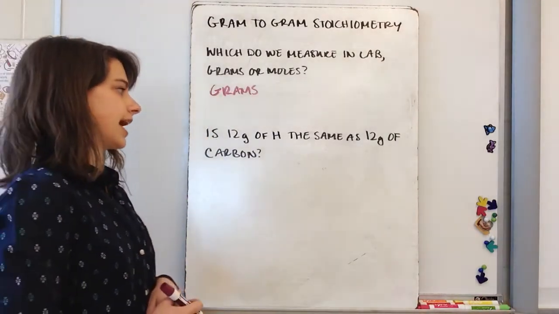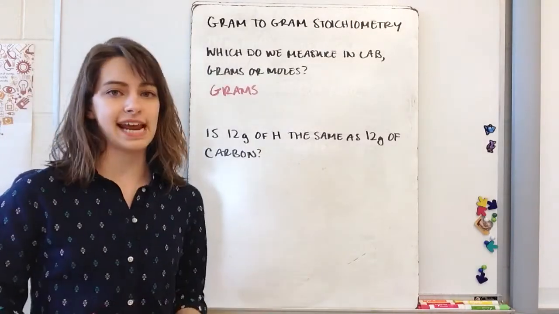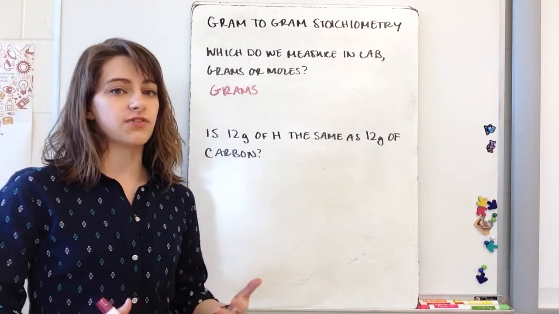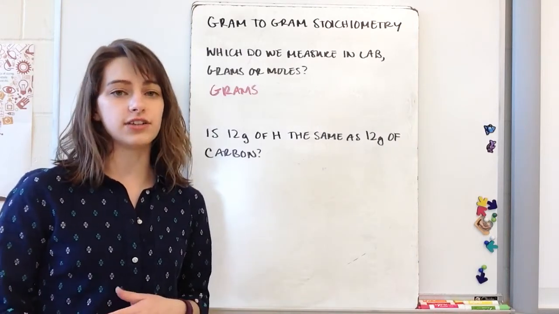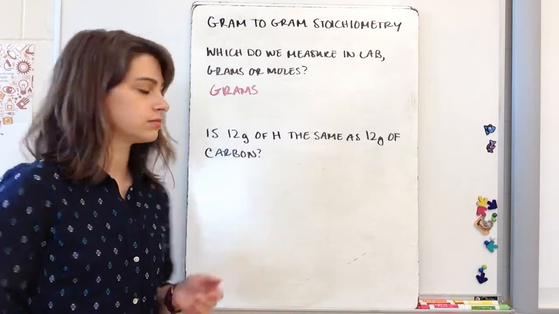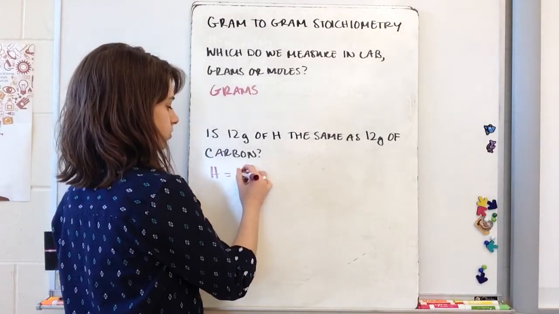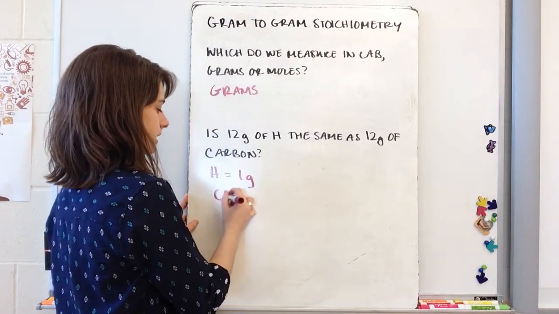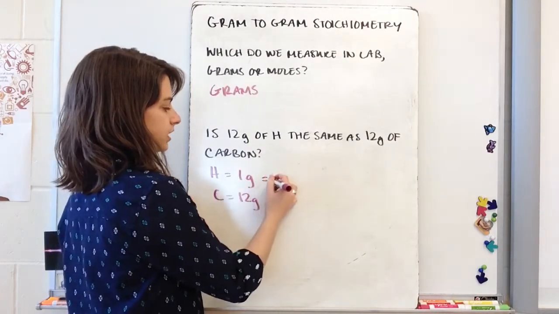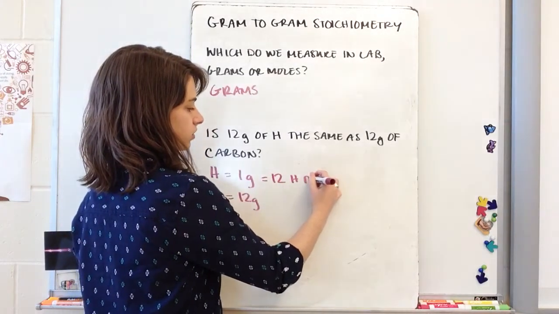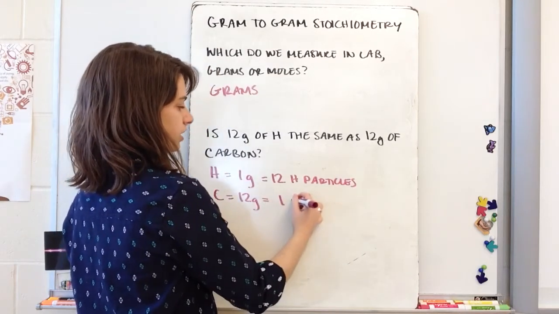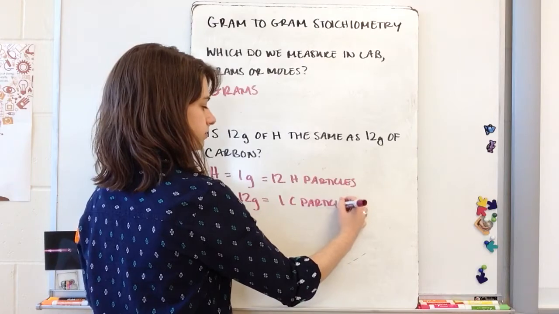The second question I want to look at is, is 12 grams of hydrogen the same as 12 grams of carbon? No, it's both 12 grams, but it's different numbers of particles. 12 grams of hydrogen would mean you have 12 hydrogen atoms. Each hydrogen has a mass of 1, so each hydrogen equals 1 gram. Whereas carbon, one carbon has a mass of 12 grams. So if we have 12 grams of hydrogen, we really have 12 hydrogen particles. And if we have 12 grams of carbon, we have 1 carbon particle.